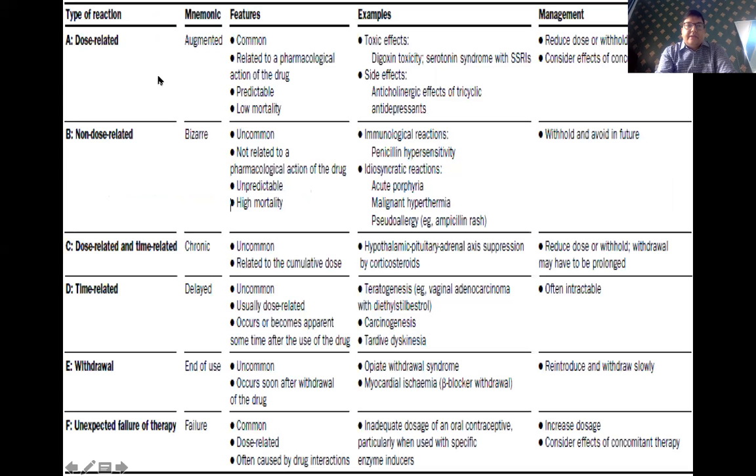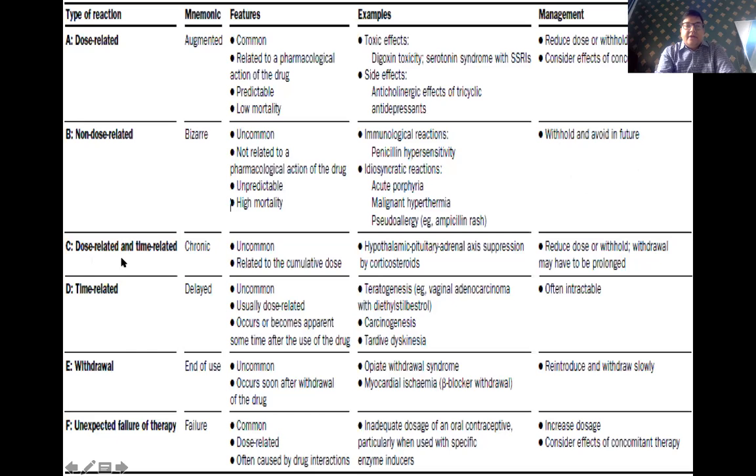So this is the whole summary. The type A is the augmented one, very common, predictable, and low mortality is associated with type A. So it is like the anticholinergic effect of TCAs. Then it can be reduced by reducing the dose or use of certain other medications also. Then type B is the bizarre one, non-dose related, uncommon, but type B is related with high mortality, like penicillin hypersensitivity, acute porphyria, malignant hypertension, etc. So we have to withhold or avoid the use of these drugs in future.